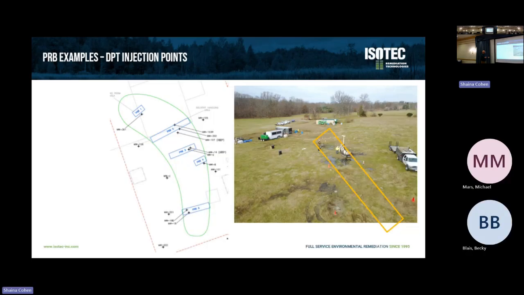You can see here this PRB is a little bit offset. There was an access issue over here, and we wanted to catch the outside of this. This PRB looks like it's short, but the historic source was right here. So what we knew about capturing flux and meeting remedial goals, this PRB did not need to be as long, even though the plume extended out this wide based on the data available.